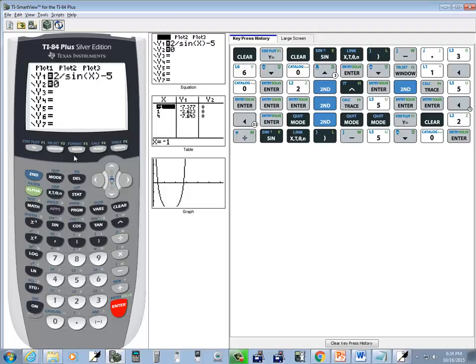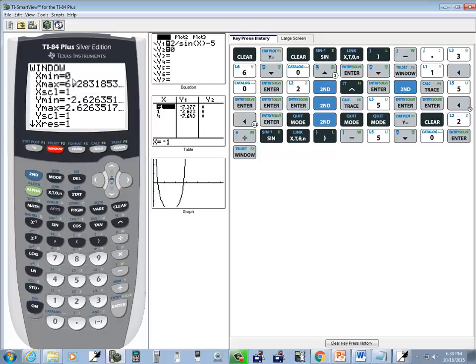That's our setup. Okay, now you want to go to your window, and you want to make sure this says from 0 to 2 pi. If it doesn't, then do 0 enter on x min, and for x max you put in 2 pi. So do 2, second caret for the pi, and then press enter.